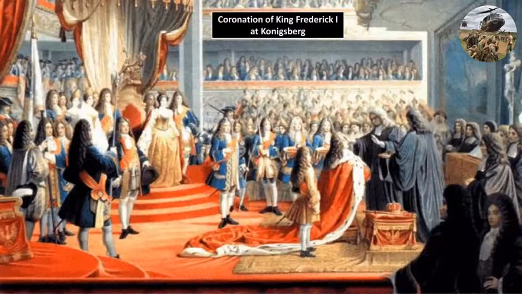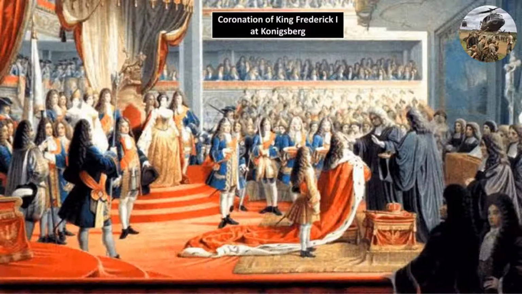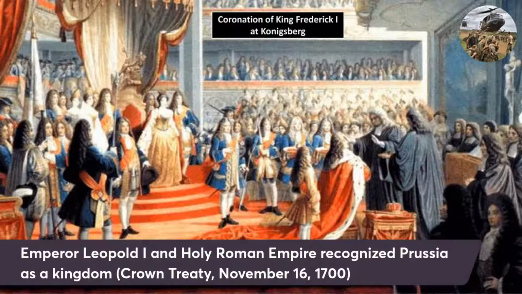I think I've got an image showing you the actual coronation of Frederick the First. His real name is not Frederick the First. That's the name that he took. His real name was actually Frederick the Third, the Duke of Prussia and the Elector of Brandenburg, the son of Frederick William. But at the time, there was a war going on. The emperor of the Holy Roman Empire, Emperor Leopold the First, recognized Prussia as a kingdom as part of the so-called Crown Treaty of November 16th, 1700, signed by the Holy Roman Empire.